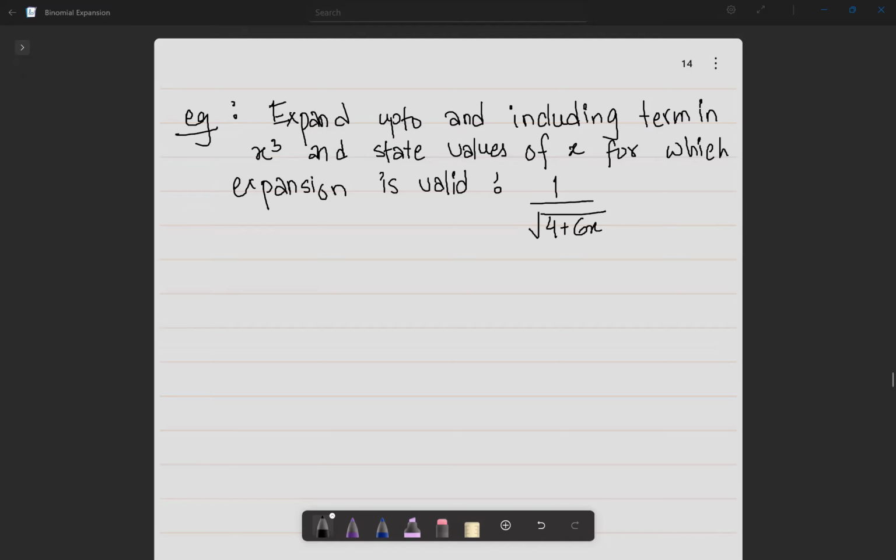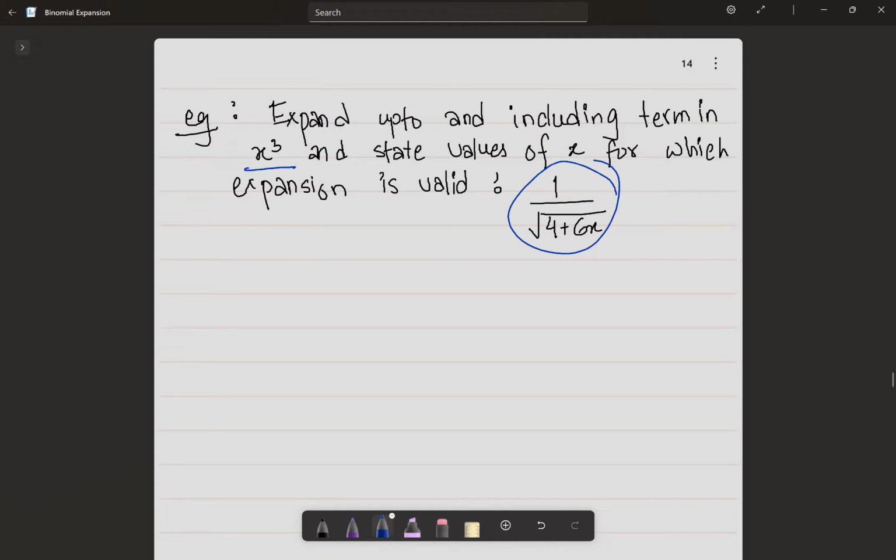So in this lecture, we will be following a few sums on the expansion using the factorial formula. In here, we have this question where we are asked to expand this term given in here up to and including the term in x cube. So we have to expand up to x cube first, and then we have an additional part to this question. So let's first expand and then take a look at this one.